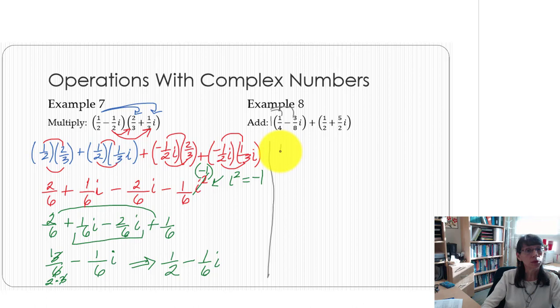So we would simply copy 1/4 minus 3/8i. Next, we have a positive or plus sign. That indicates +1. So 1 will be distributed to each term in the quantity so that we can release the parenthesis. Again, 1 times whatever terms are in there is not going to change the value. So it will remain +1/2 and then +5/2i.